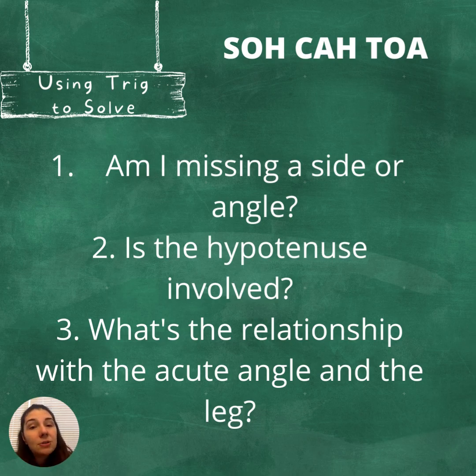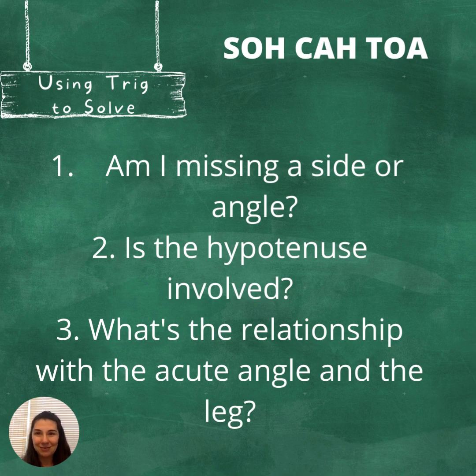If you are using the hypotenuse, then you would want to go to the third question, which is, what's the relationship with the acute angle and the leg? The purpose of this question is to determine whether you have an opposite relationship or an adjacent relationship so that you can determine whether you're using sine or cosine. So I will talk you through my 3 examples using those questions, and we'll go from there.